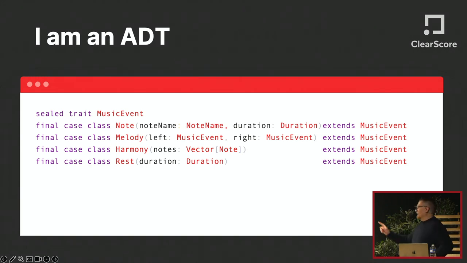And so on this first line here, we introduce this overarching music event type. So that's a sum type. And then underneath that, we list the possible types of music events that we can have. These are your product types. So you can see here we've got rest, note, melody, harmony, and rest. So I'm just gonna clarify what each of these music events does.